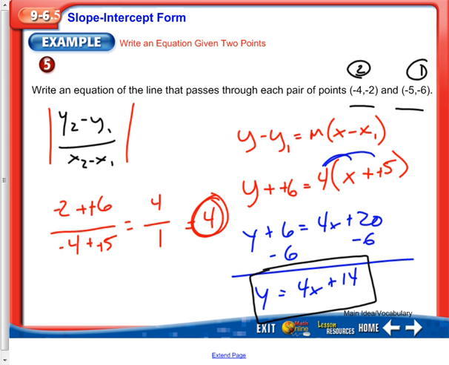Okay, and that is the slope-intercept form of the line through the points (-4, -2) and (-5, -6). So it has a slope of 4. We can see that it's increasing. We can see that it crosses the y-axis at positive 14.